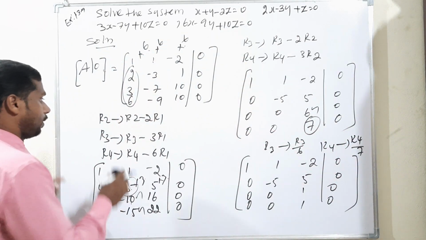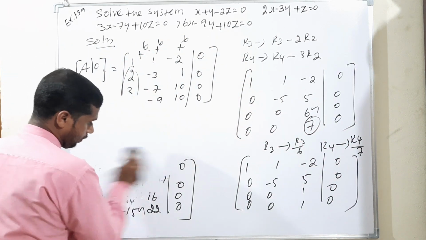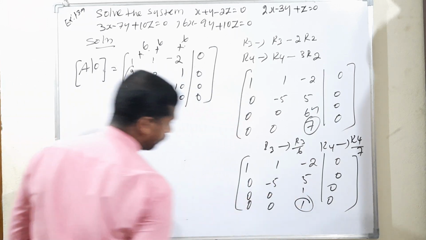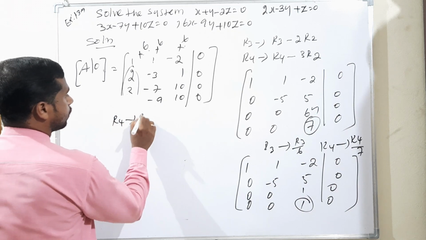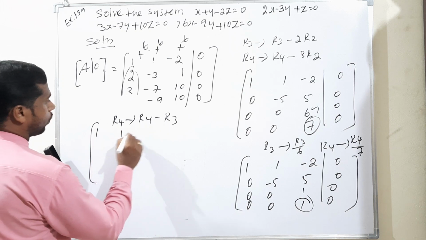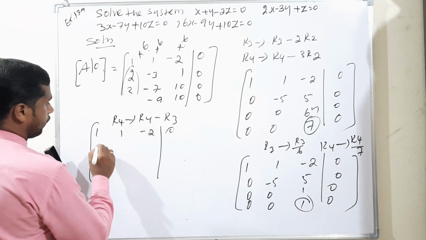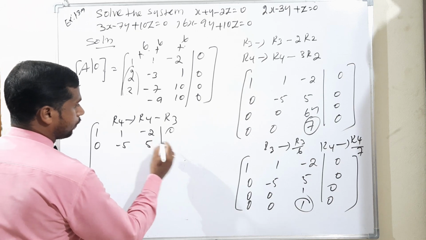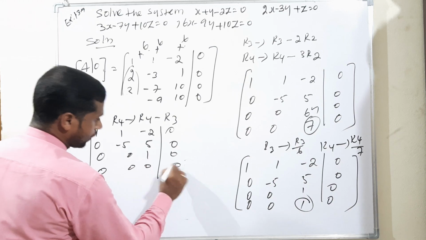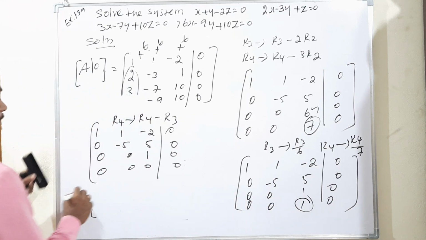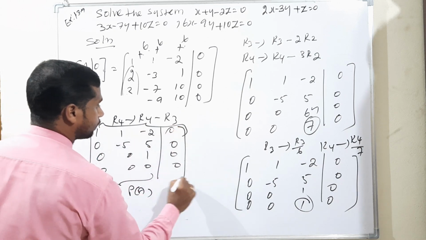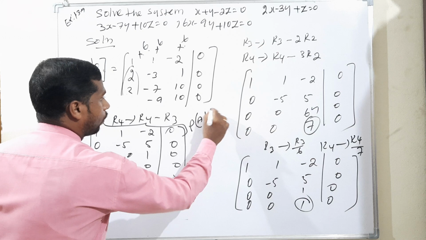Next one, it will be very easy to make a 0 under the fourth row. So R4 gives R4 minus R3, isn't it? R1, R2, R3 stay as they are: 1 1 minus 2 0, then 0 minus 5 positive 5 0, 0 0 1 0, 0 0 0 0 will come, because 1 minus 1 will be 0. This is considered for rank of A. This whole term is considered for rank of A with O, isn't it?